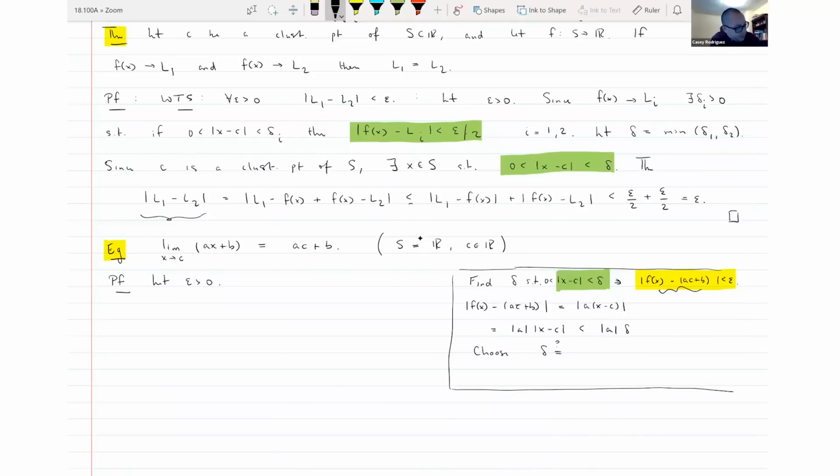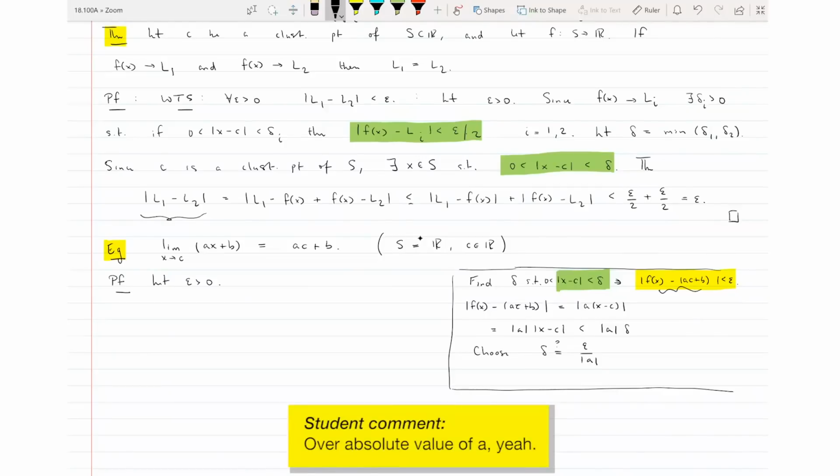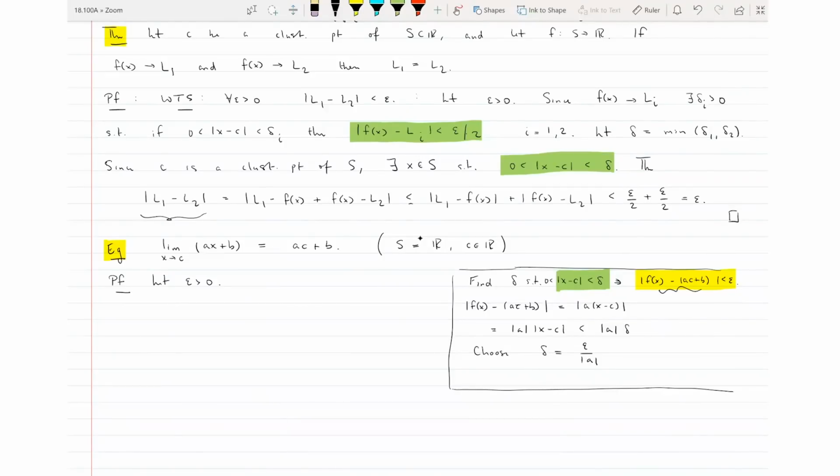Epsilon over the absolute value of a. Right, because if I choose delta this way, then |x minus c| less than delta implies that, just by this computation here, I would get epsilon in the end. Yeah?